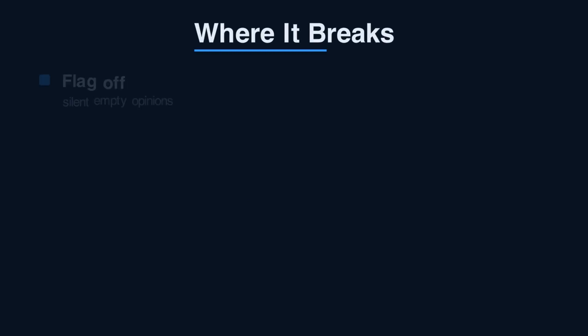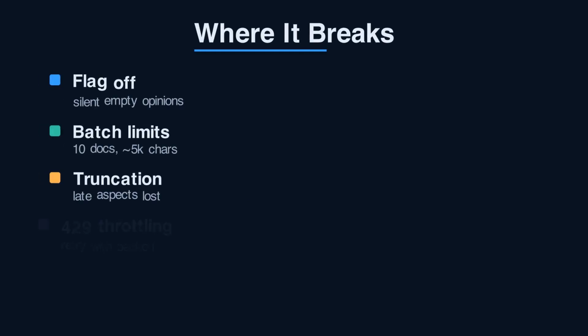Now the failure modes. The big one. Forgetting show opinion mining returns 0 aspects. No error fires, your data just lacks opinions. Batches cap at 10 documents and roughly 5,000 characters each. Oversized reviews get truncated and silently lose late aspects. Heavy traffic hits the 429 throttle, so add retry with backoff.